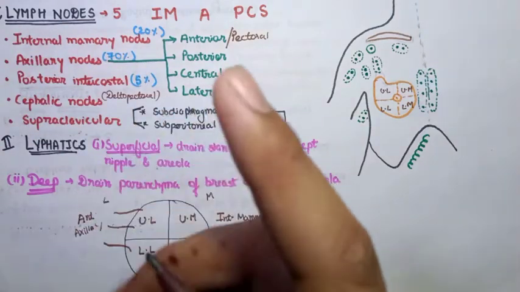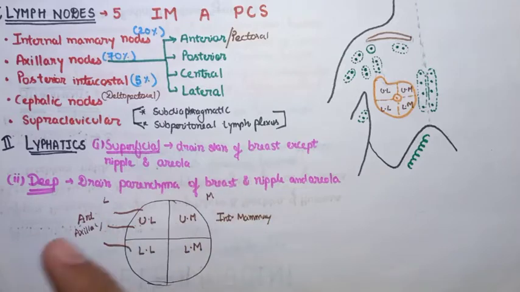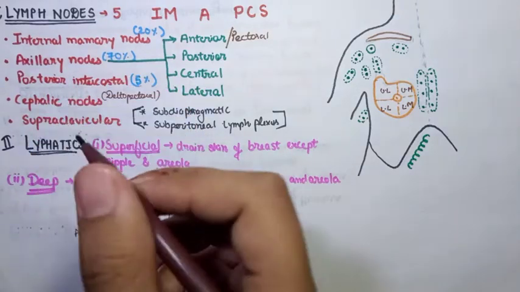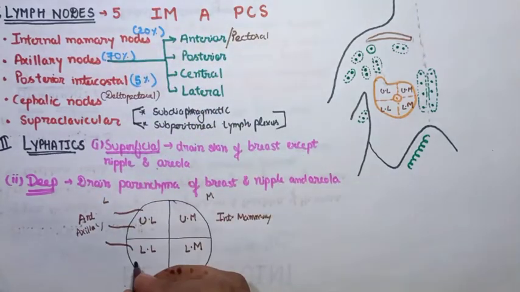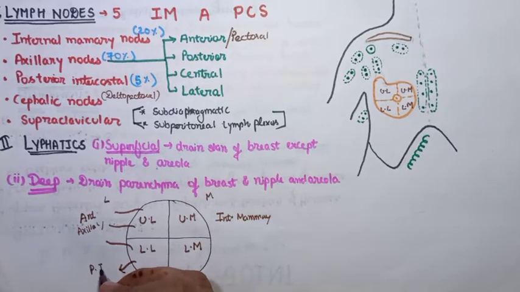Then there is something you should also remember about the lower lateral and the lower medial part. Lower lateral quadrants also drain into the posterior intercostal lymph nodes. Okay, so these are the posterior intercostal lymph nodes that account for the 5%. So some part from the lower lateral also drains into the posterior intercostal.